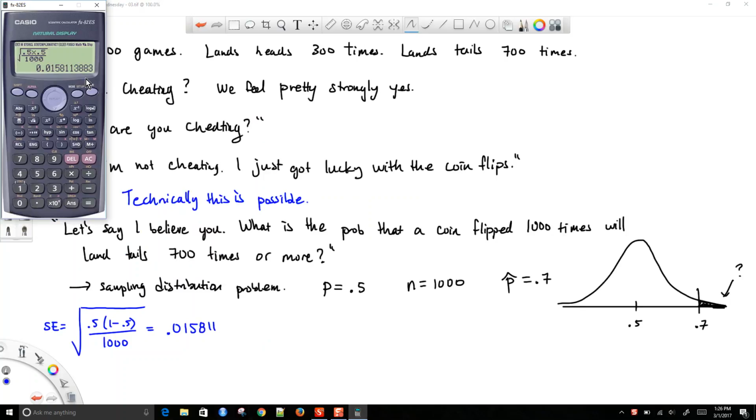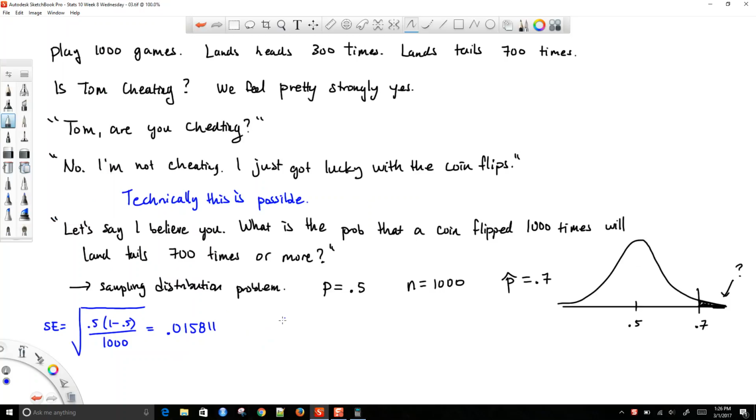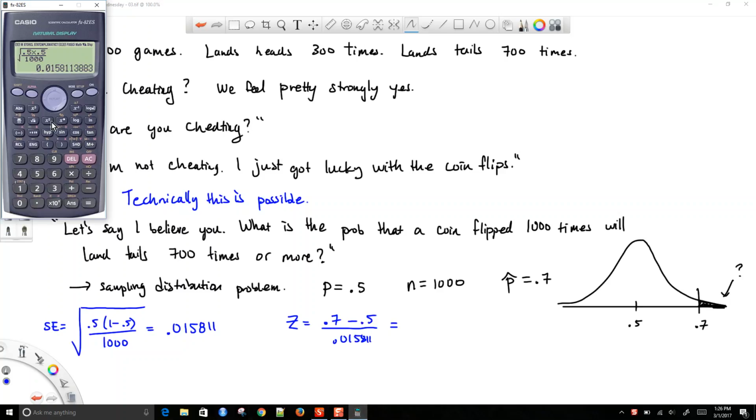Okay, so this is my standard error. And then my z-score is going to be 0.7 minus 0.5 divided by 0.015811. So I come over here and I do 0.7 minus 0.5, and we're going to divide by this. Okay, and what do I get? I get a z-score of 12.65.